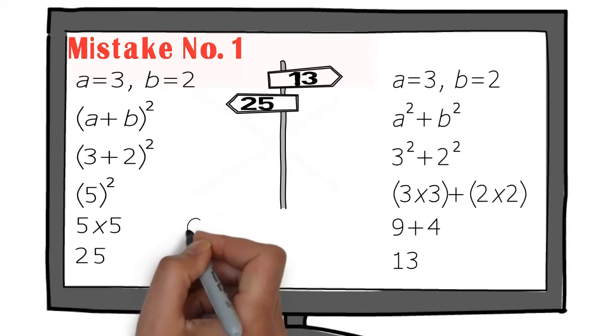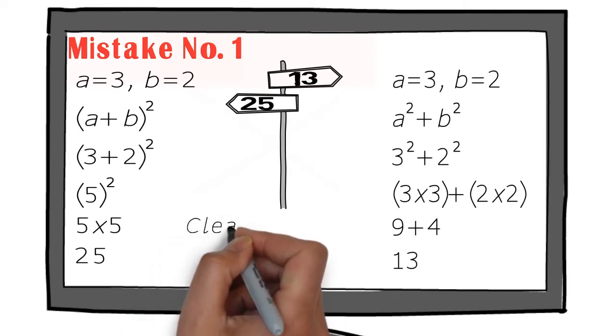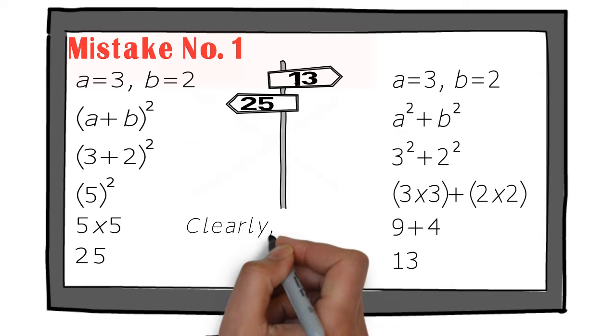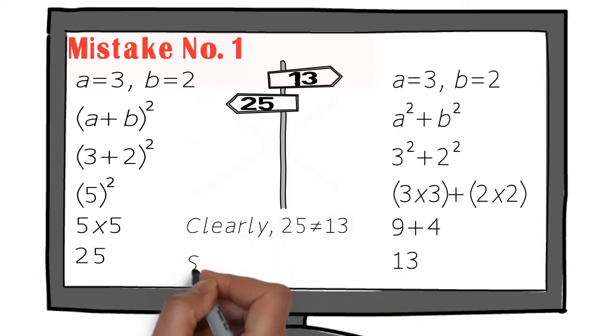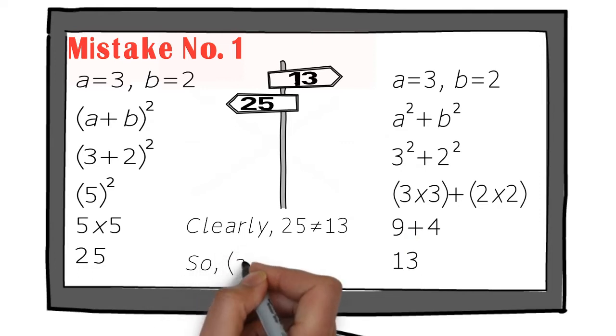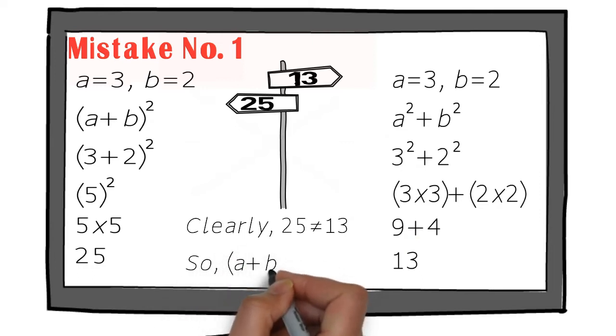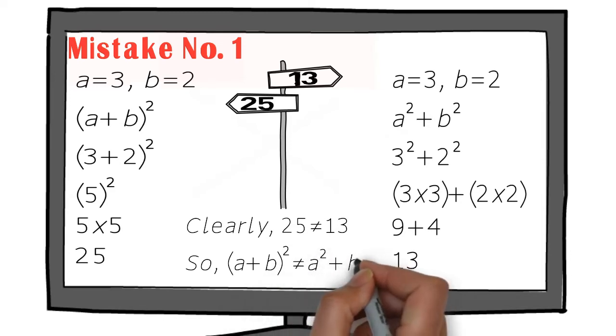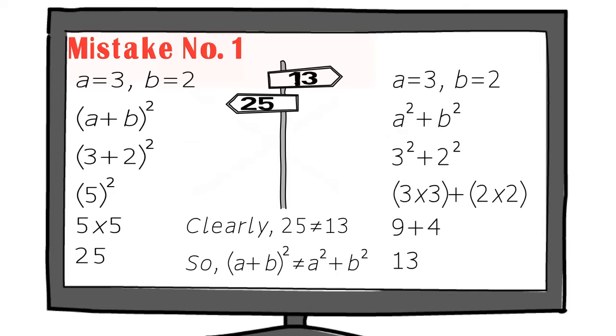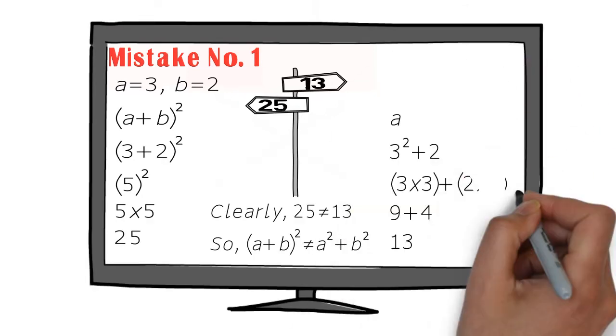So clearly, a plus b to the power of 2 is not in any way equal to a square plus b square. Now, it will be interesting to know what the expression a plus b to the power of 2 is actually equal to, and we test that also to see whether it is valid.